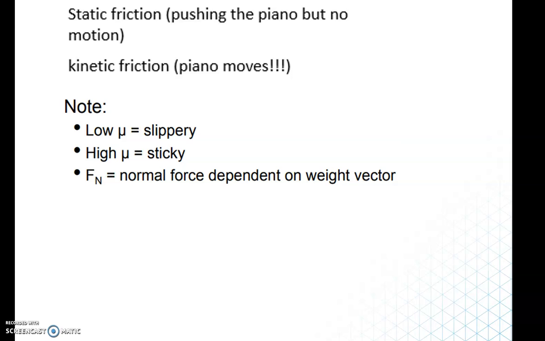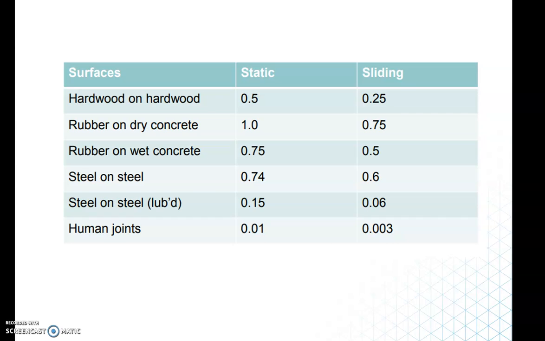And Fn or capital N is the normal force. We know that normal force is equivalent to the weight or the force of gravity acting on the object. Here are some values given for the coefficient of static friction and kinetic friction. Here it is specified as sliding friction. Sliding friction is the same as kinetic friction, because in kinetic friction the objects are moving while touching each other. So it's also called sliding friction.